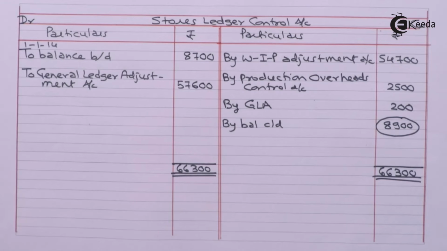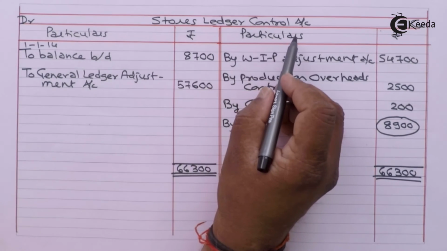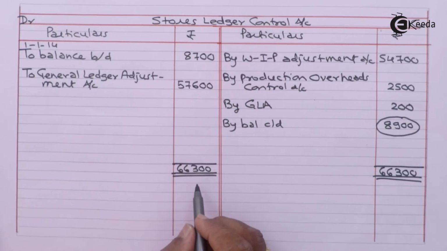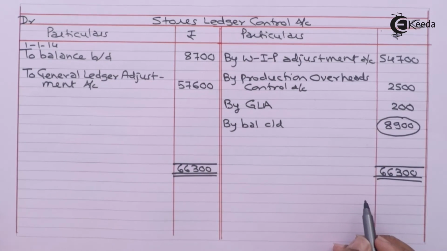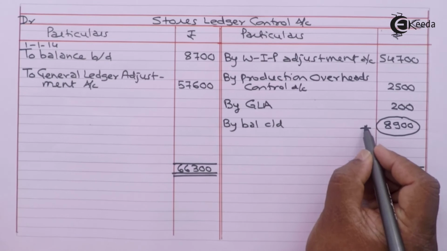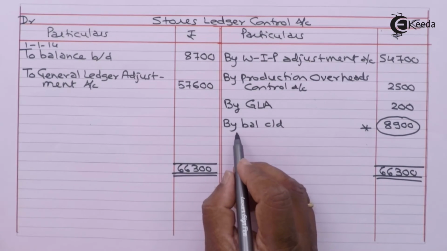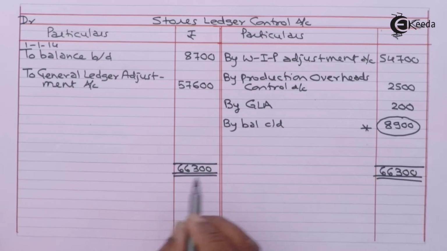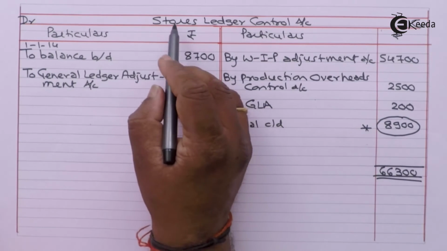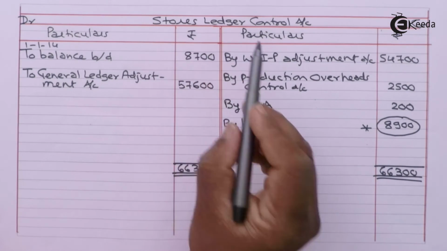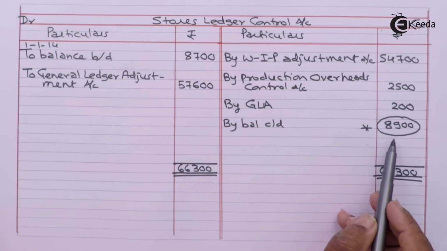Let us understand how we have closed the accounts and given the effects. Stores ledger control account, total of debit minus total of credit. We are getting balancing figure here on credit side 8,900. By balance carried down. This is closing stock of stores. This will be recorded in trial balance.